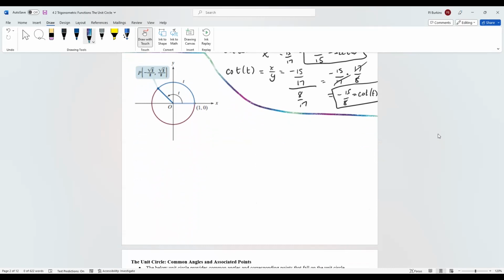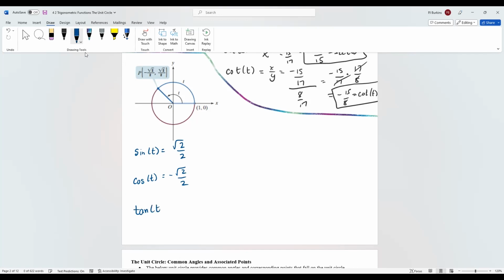So here's another example. We want the sine, and we use a little bit better pen there. So I want the sine of t. We know that that's equal to y. So that's equal to square root of 2 over 2. Then I want the cosine of t. That's equal to the x-coordinate, which is -√2 over 2.